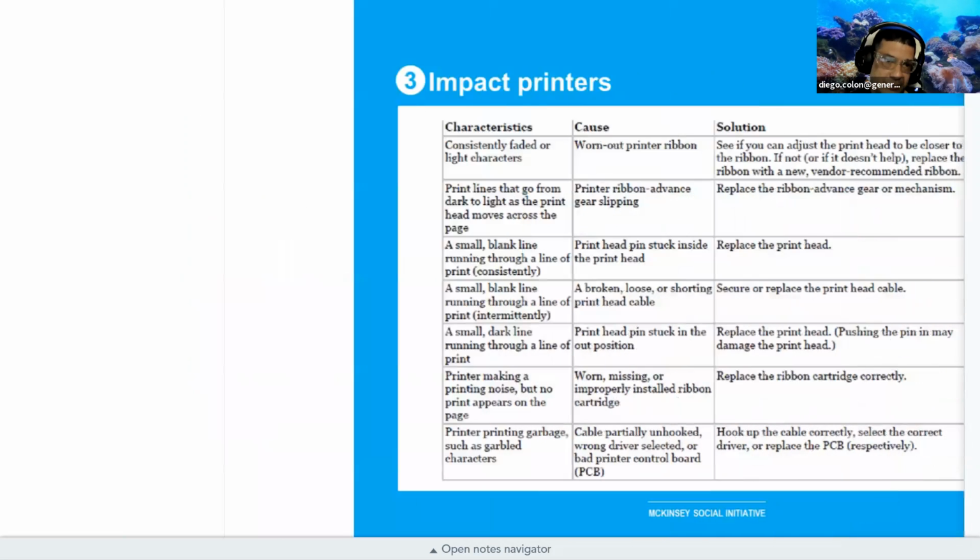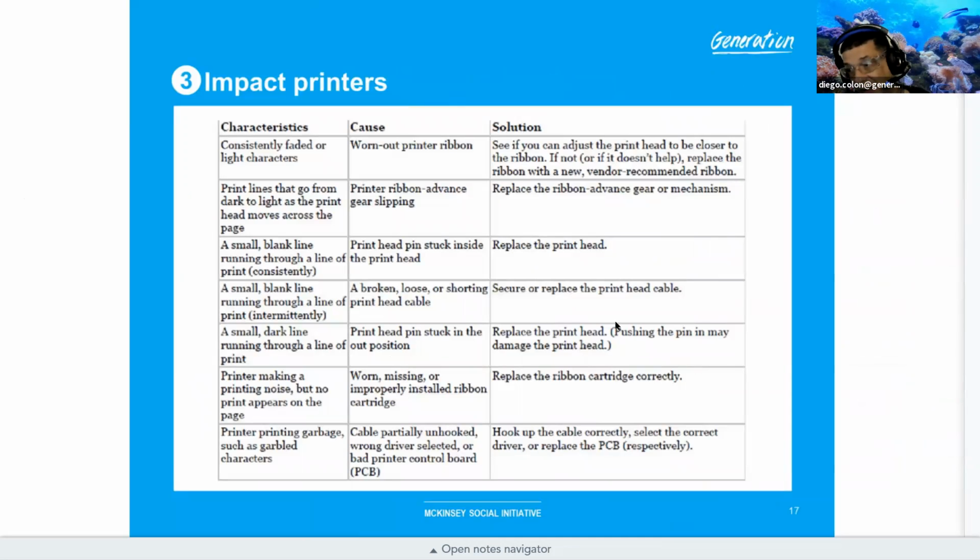Next problem. You're still here in your impact printers. You have your consistently fading print, which, as I said earlier, could be a worn ribbon, but it could be that the ribbon itself is not working. If it is not a ribbon certified by the manufacturer, sometimes they'll even say that they won't work. But that's very, very few printers that do that. That's more in the inkjet printers where they play that little game.